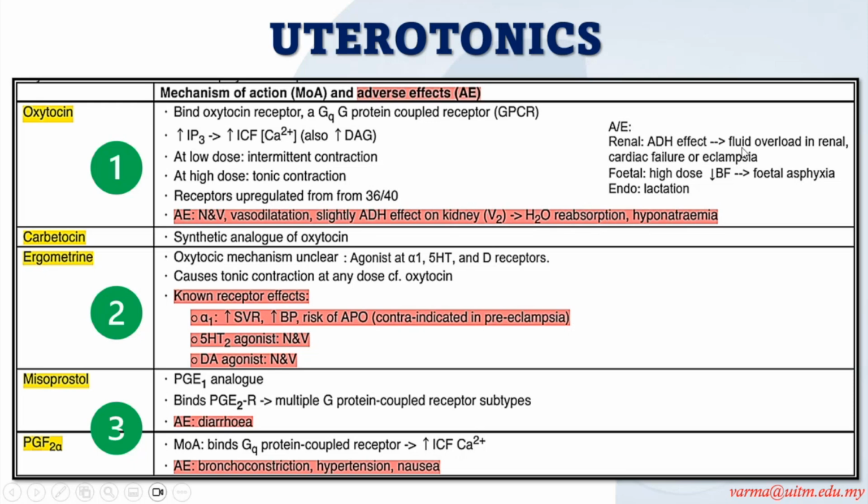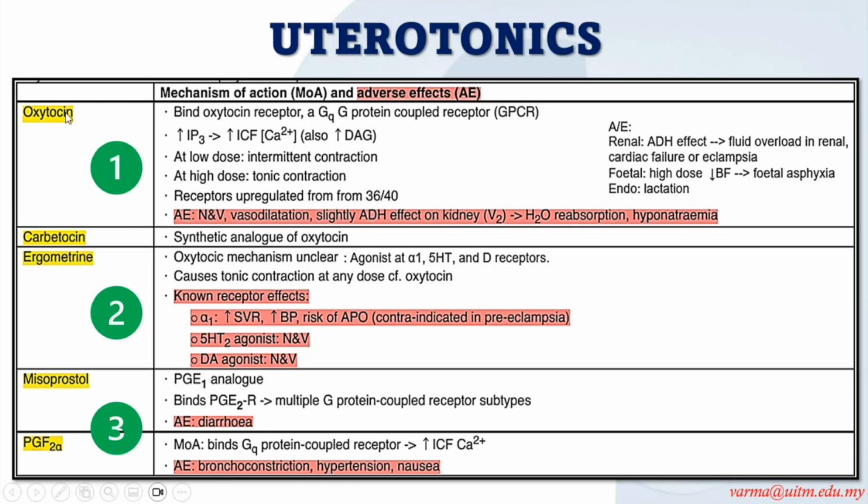So ADH effect can cause fluid overload in renal or cardiac failure patient, or you must be very careful in a patient who has preeclampsia or eclampsia. That is why we give oxytocin in small doses in a patient who has preeclampsia or eclampsia or pregnancy-induced hypertension. As I mentioned, high dose can cause hyperstimulation syndrome, reducing the blood flow, causing fetal asphyxia. It has a side effect of causing lactation as well. Okay, so you have to remember this part.